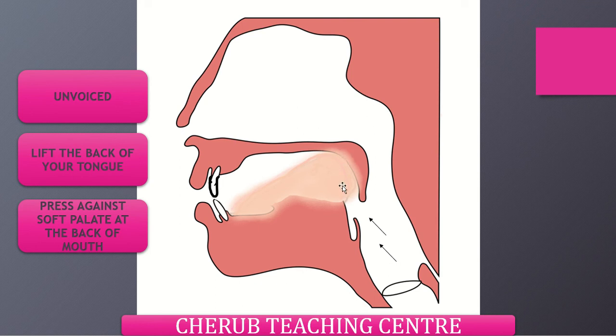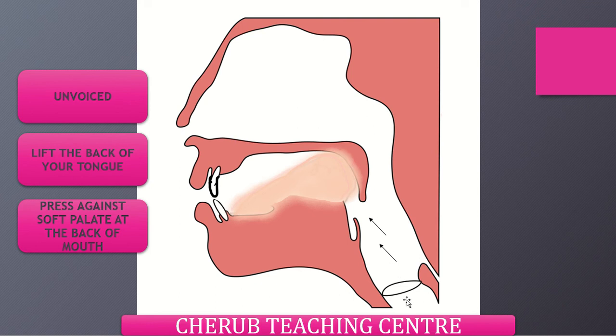Okay, so please position your mouth in such a manner that the back of your tongue is touching the soft palate, and press the soft palate against the back of your mouth. That means the soft palate has to touch the back of the tongue. You have to roll your tongue in such a manner that the back of your tongue is touching the soft palate. Okay, so this has to be the actual positioning of the mouth.